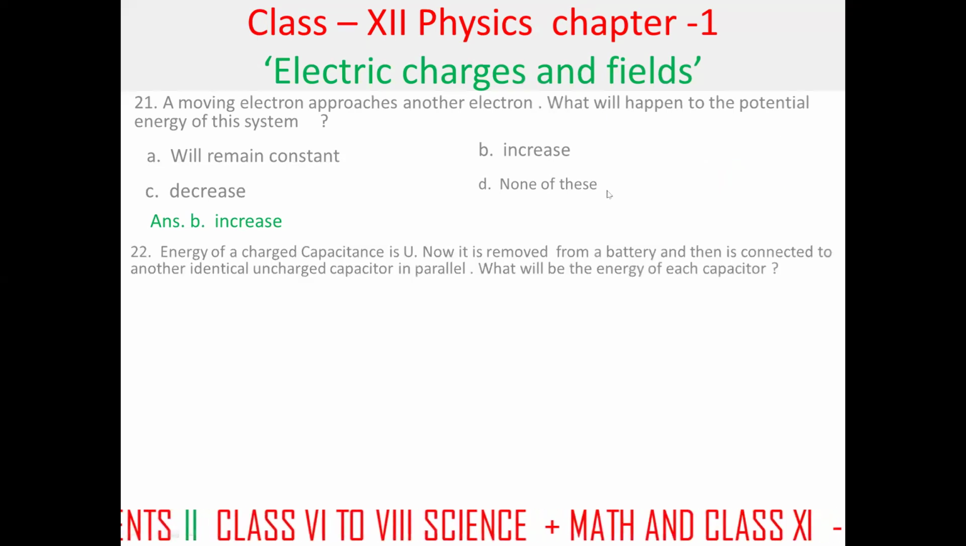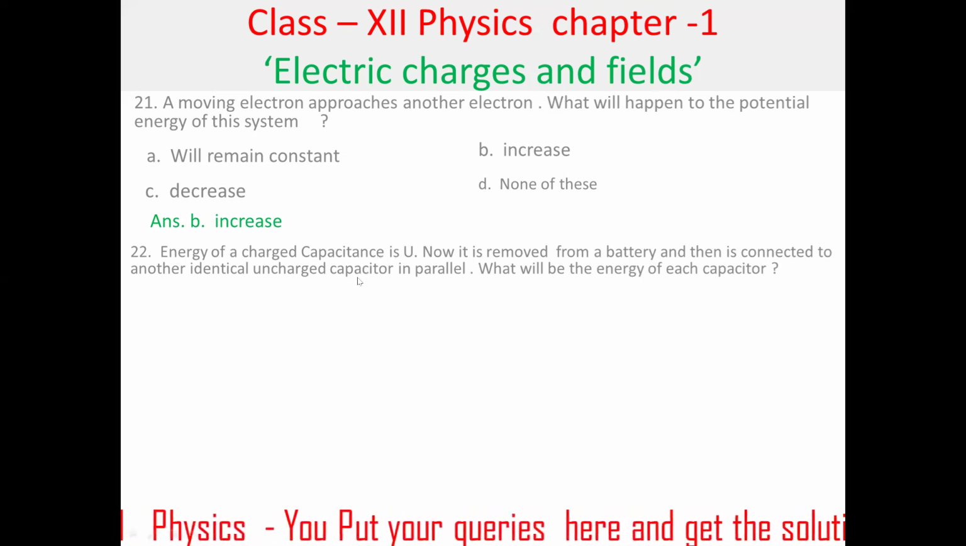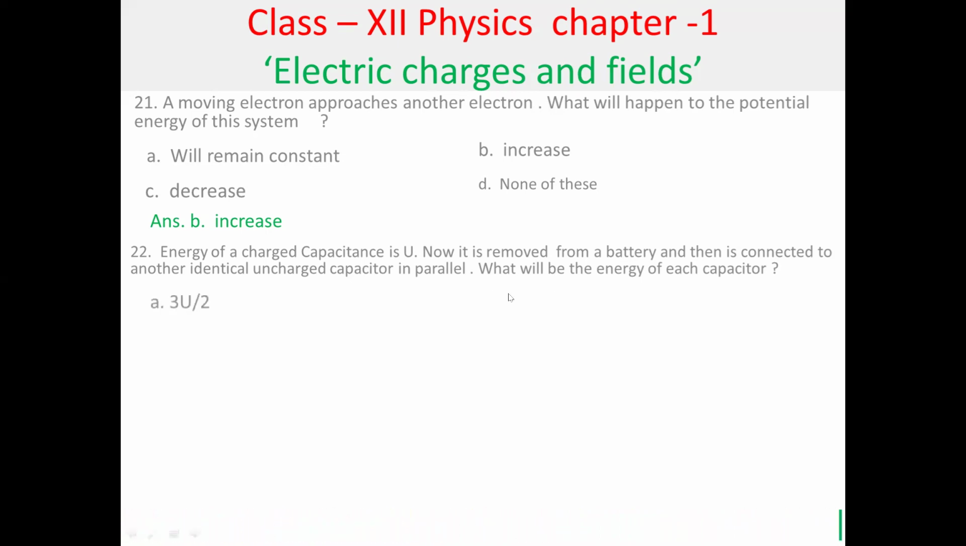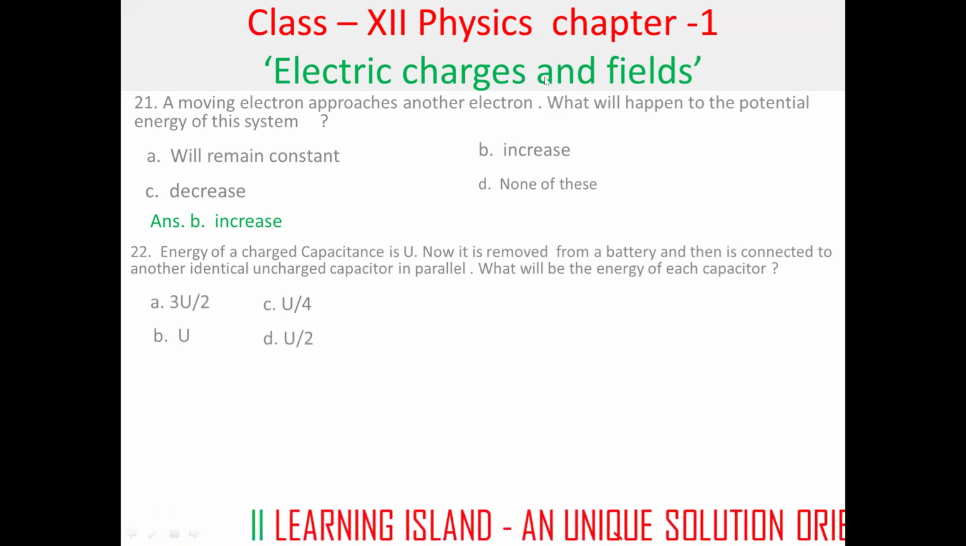Energy of a charged capacitor is U. Now it is removed from the battery and then connected to another identical uncharged capacitor in parallel. What will be the energy of each capacitor? Very interesting question. What will happen? I should explain this, I think.